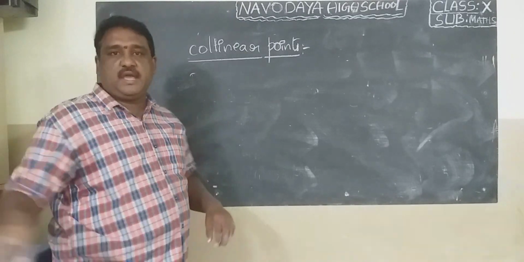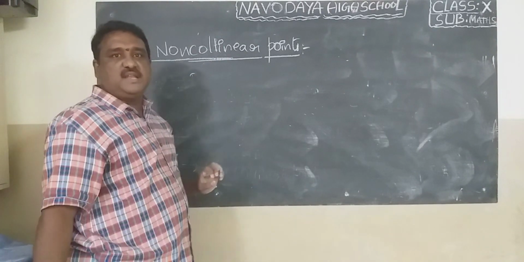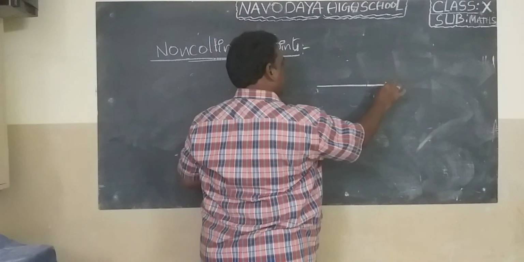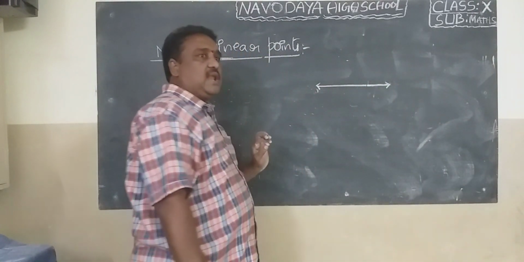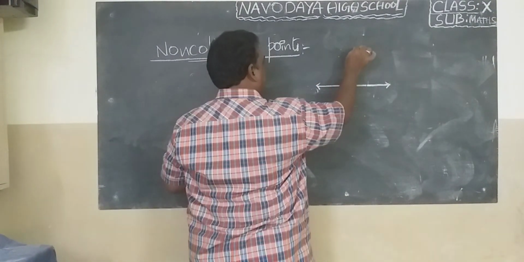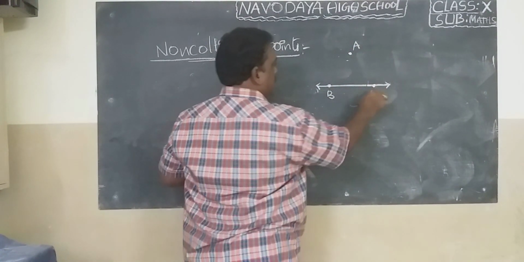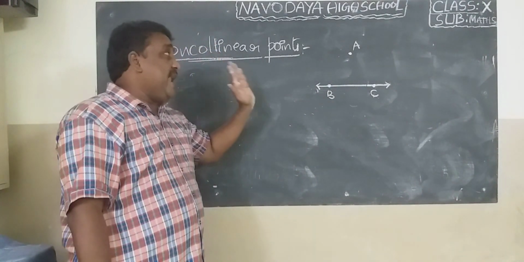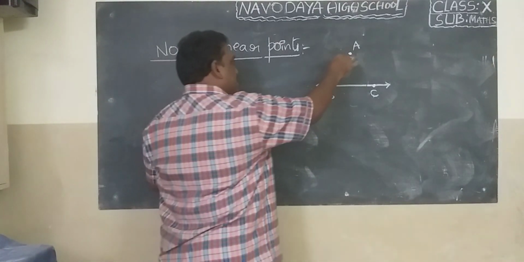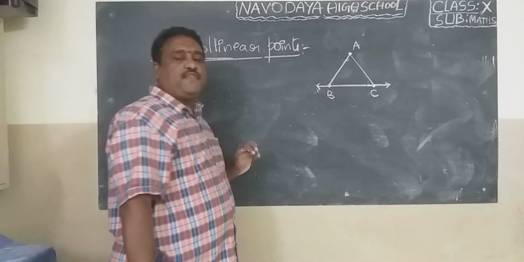Next topic, non-collinear points. What is non-collinear points? Let us take 3 points. Already I told you points are represented by uppercase letters. 1 point here, 2 points on the line. So what is your observation? A not lying on the line, B and C lying on the same line. Then join them. Automatically there is a formation of triangle.